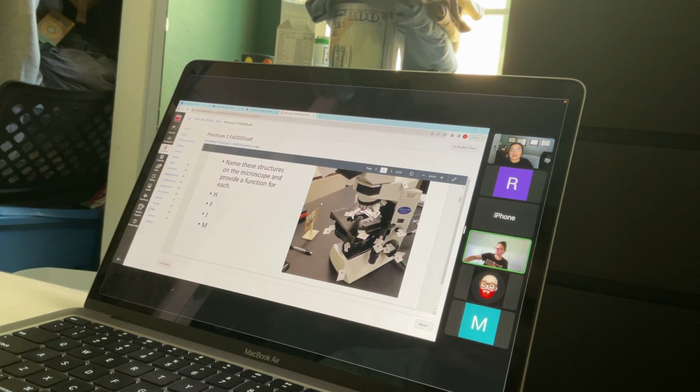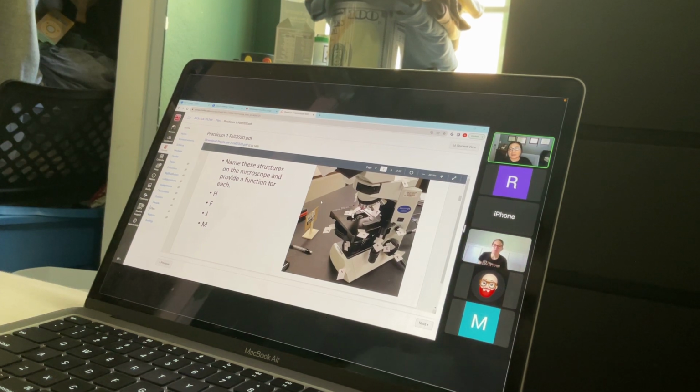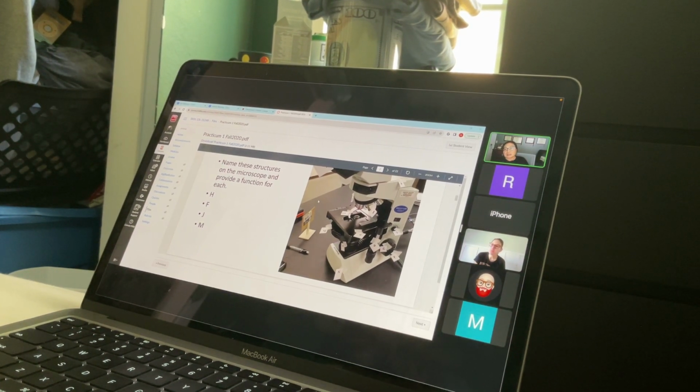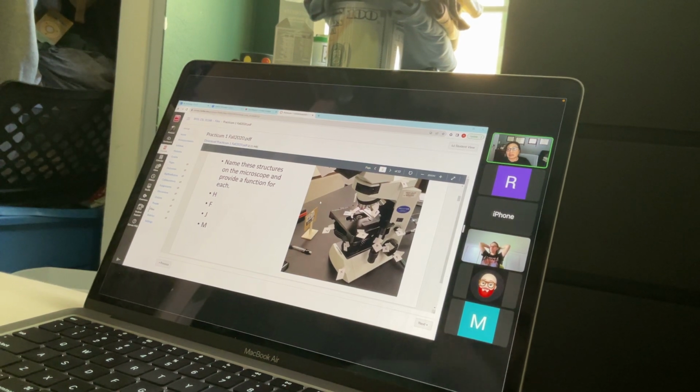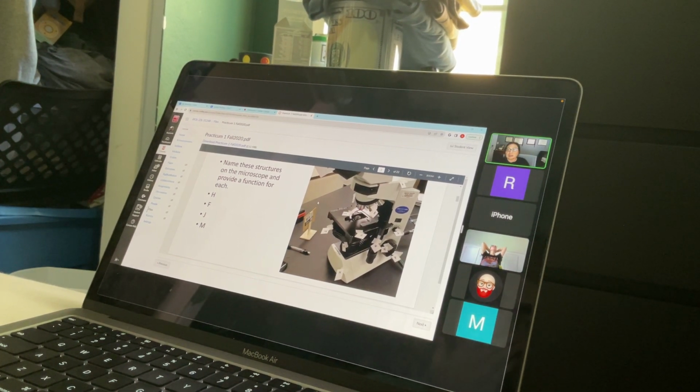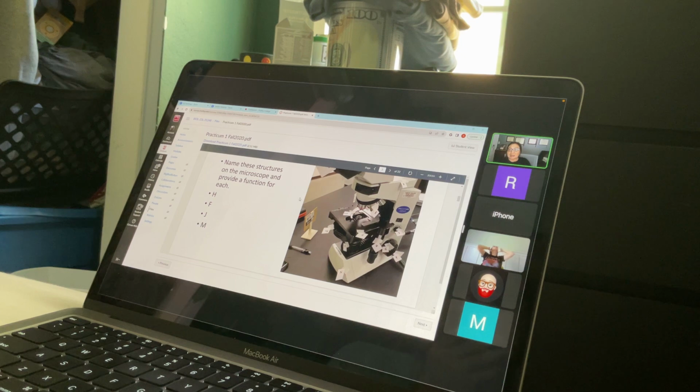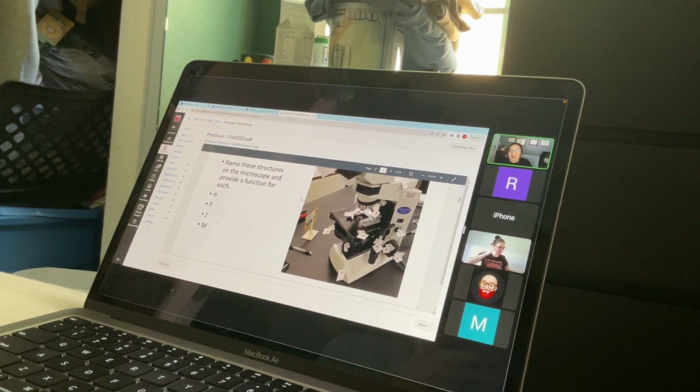For the student on the iPhone, we're looking at pictures that have a microscope, and on the microscope we have different letters taped to the different parts of the microscope. And so the question is to name the structures and provide their functions. Please be very specific, you guys. On the practicum, you gotta give me detail. Detail shows me that you understand the material. Okay, so you have to be detailed.